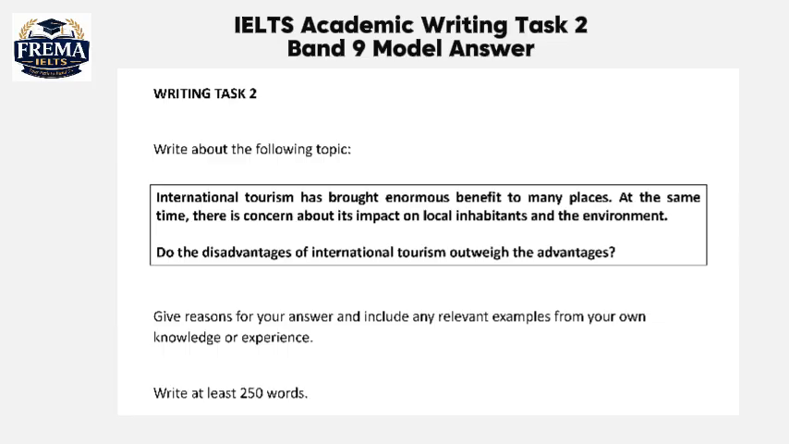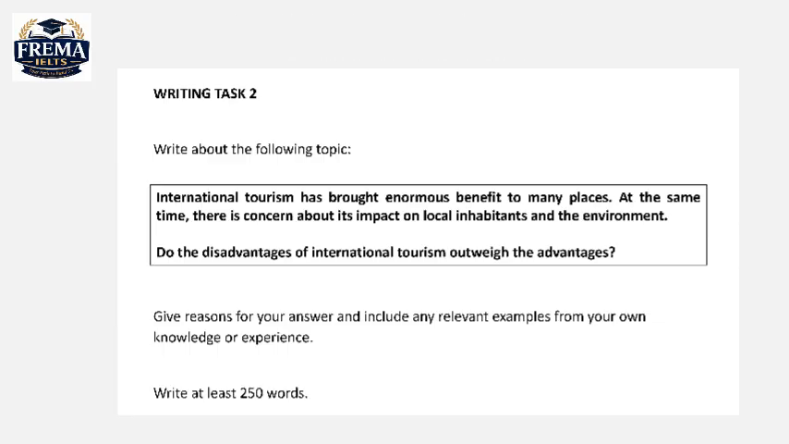As you can see on the board, the topic discusses international tourism. The question explains that tourism brings many benefits to different places, but at the same time, there are concerns about its impact on local people and the environment. The key question is, do the disadvantages of international tourism outweigh the advantages? This means you must analyze both sides of the issue and decide whether the disadvantages are greater than the advantages, or whether the advantages are stronger.